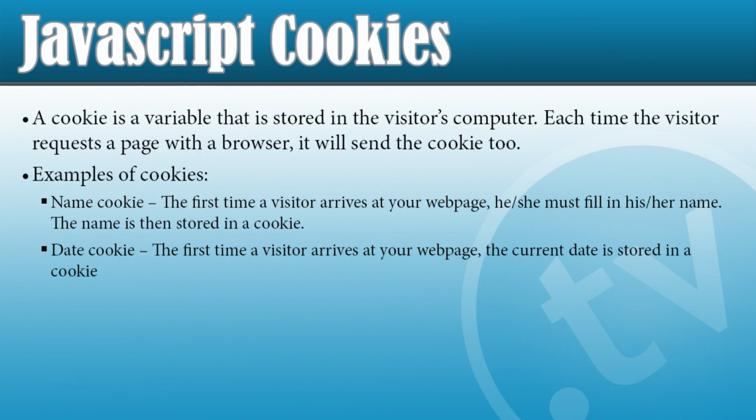There are also JavaScript cookies. A cookie is a variable that is stored in the visitor's computer. Each time the visitor requests a page with the browser, it will send the cookie too. Examples of a cookie can be the name cookie. The first time a visitor arrives at your web page, he or she must fill in the name. The name is then stored in a cookie. The date cookie: the first time a visitor arrives at your web page, the current date is stored in a cookie. So this is the very simple introduction to the window object.